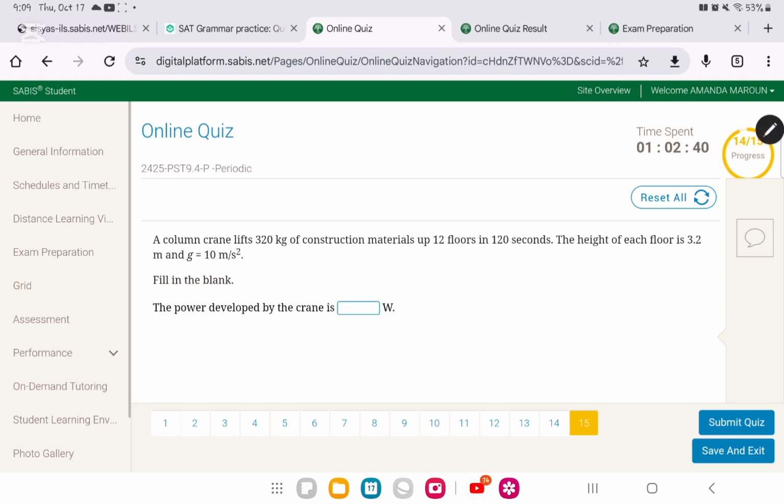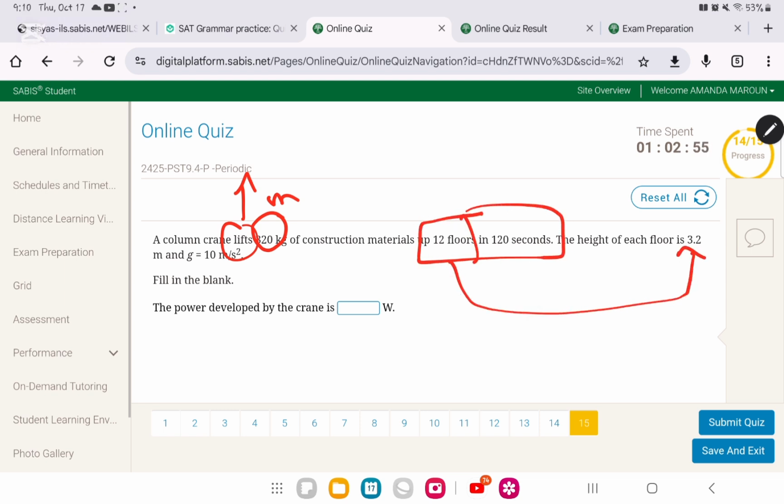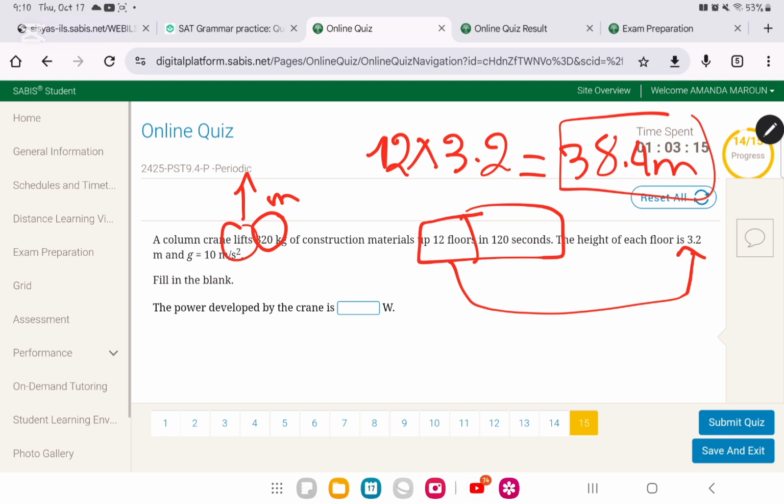Now, last but not least, the final question, and it seems that it's easy. So let us solve it together. A column crane lifts upwards 320 kg mass of construction material up 12 floors in 120 seconds. Here, this is 12 floors. The height of each floor is 3.2 meters. So 12 times 3.2 to get the height of the full thing, which is 38.4 meters. So now we have our height. Okay? We have the time in seconds, and we have g, which is 10 meters per second squared.